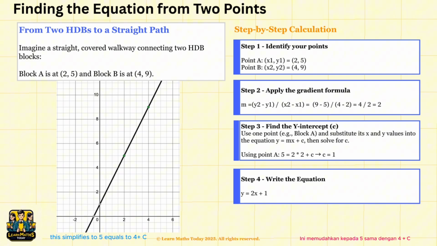This simplifies to 5 equals 4 plus c. To isolate c, we subtract 4 from both sides, which gives us c equals 1.